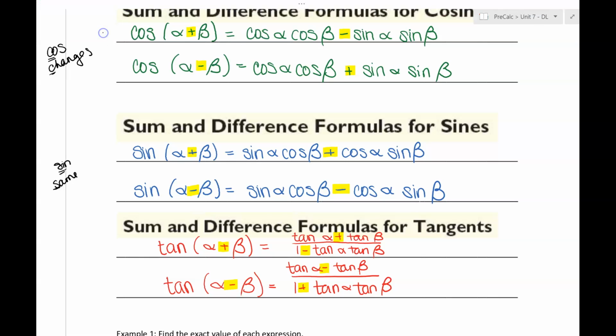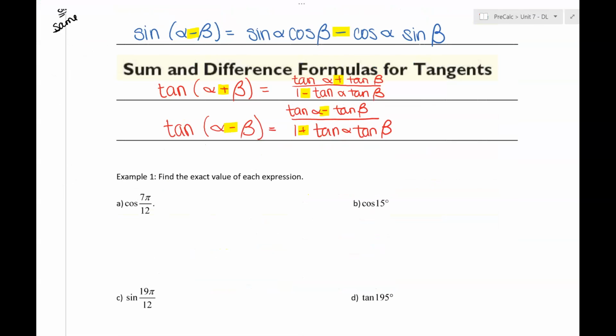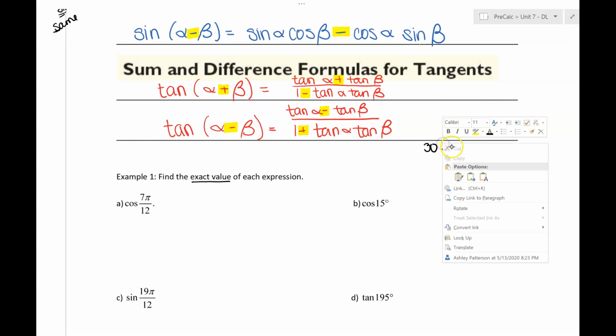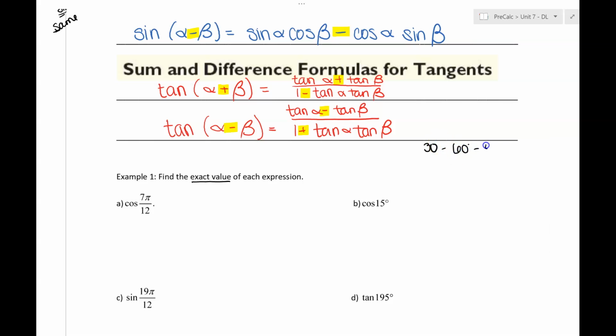Well, let's do it. So example number 1 says to find the exact value. Okay, this does not mean grab your calculator. This doesn't mean put it into photo math, ladies and gentlemen. This means find the exact value. Okay, so immediately in my head I'm thinking, well, shoot, I know 30 degrees. I know 60 degrees and I know 45. And this is pi over 6, pi over 3, and pi over 4. Okay, so those are the degree and the radian measures that we know their exact values. Well, 7 pi over 12 is not one of them.